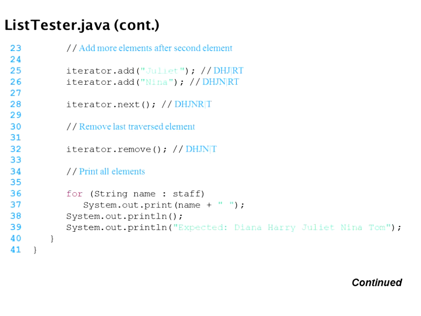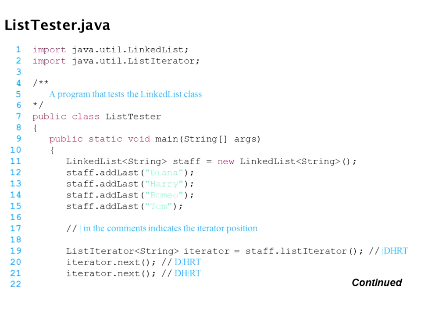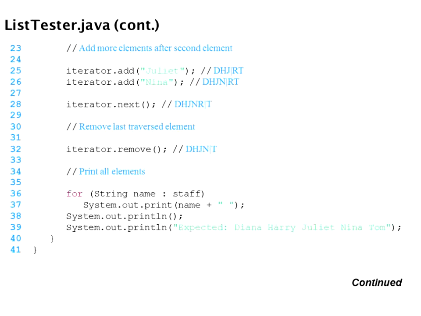Okay, Diana, Harry, Tom. That means this one. And what about Juliet and Nina? It will not be printed. Diana, Harry, Juliet, Nina, Tom. Okay, let's see the output.